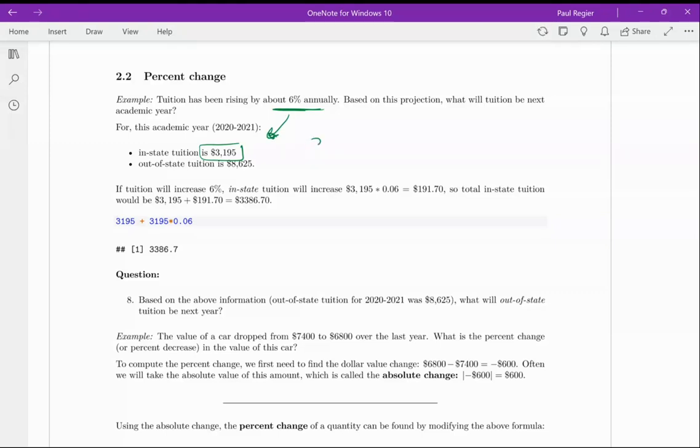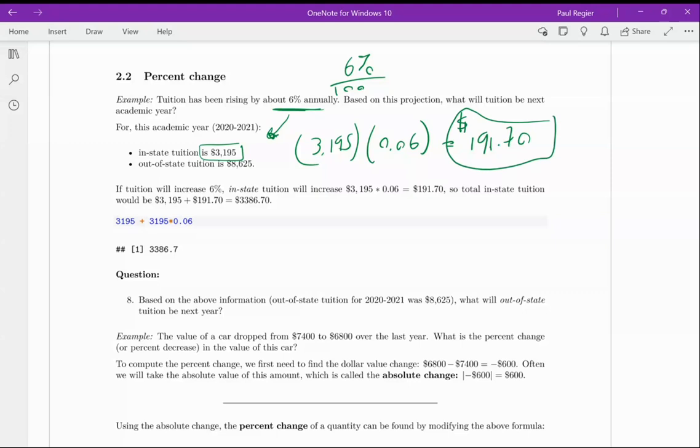Okay, so we'll take 3,195. To find 6% of it, we'll say 0.06, right? That's 6 divided by 100. And that's how much money tuition is increasing. It's going up by that amount. So to find the next year's tuition, we're going to have to add that back in. So we're going to take the original tuition plus the increase to get a new total for in-state tuition.